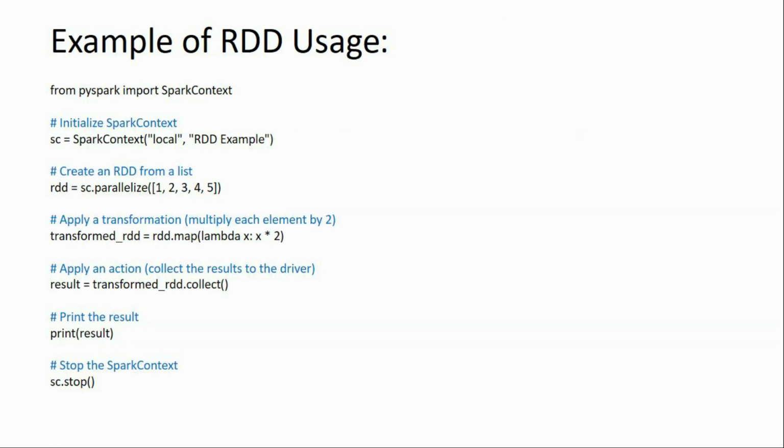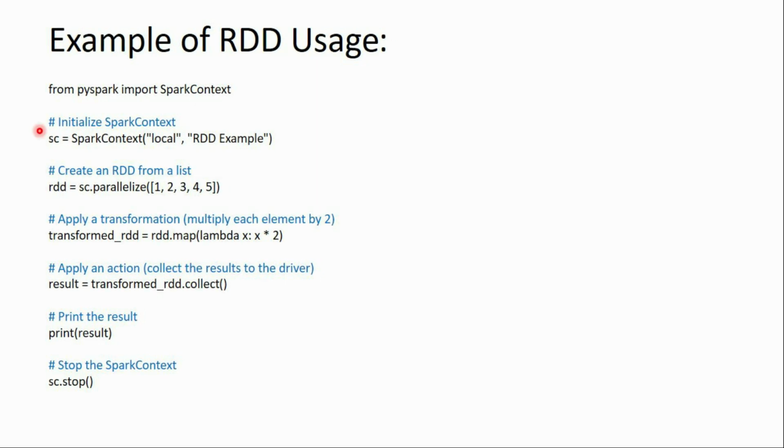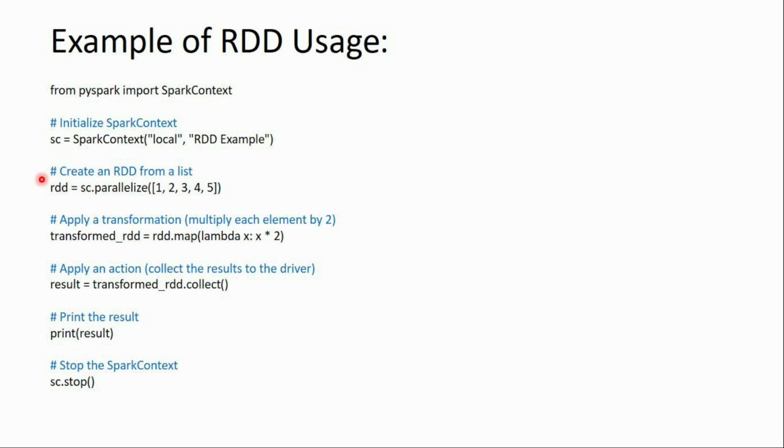Let's understand RDD through an example. Let's start by initializing a Spark context. This is the entry point for Spark functionality. In PySpark, the Spark context connects your application to the Spark cluster. Next, we create an RDD from a simple list of numbers using the parallelize method. This method distributes the data across the Spark cluster. Now our list is transformed into a distributed RDD, and we can apply operations on it in parallel.